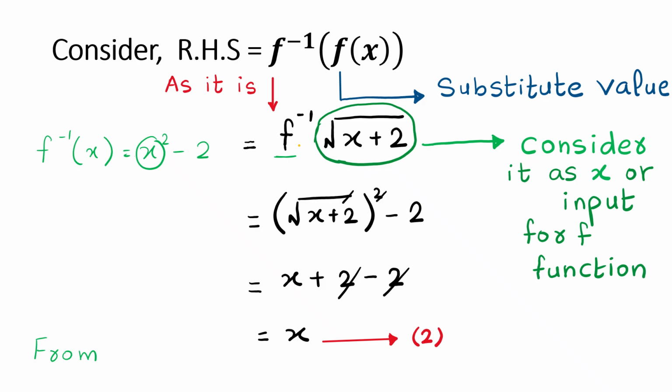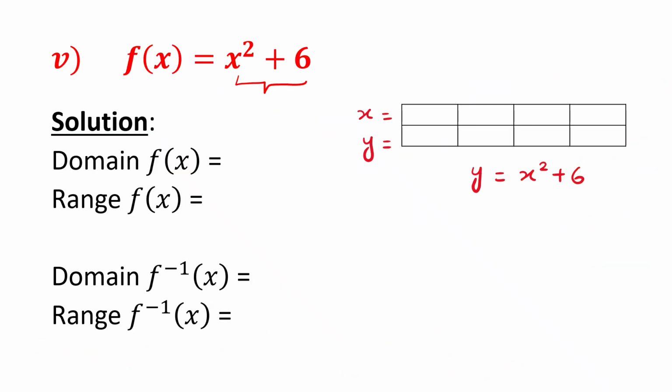So from equation 1 and 2, we can say that the left hand side and right hand side are equal. As the given function is a polynomial function, every real value of x will work. Okay, let's check for some of the values of x. Now we substitute these values one by one in the given function.